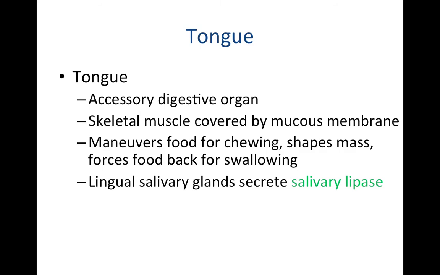The tongue is one of your accessory digestive organs. It is a skeletal muscle, and it's covered by a mucous membrane. So this is controlled by your somatic nervous system. You have full conscious control over your tongue, and it helps to manipulate your food. It helps you to chew it, get that food between your teeth. It shapes the mass into a bolus, which is this rounded, soft food ball, and it pushes that bolus to the back of your mouth when you swallow. And then the lingual salivary glands underneath the tongue are what secrete that salivary or lingual lipase.